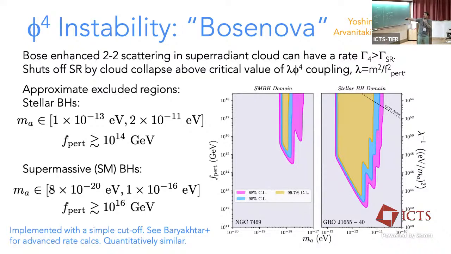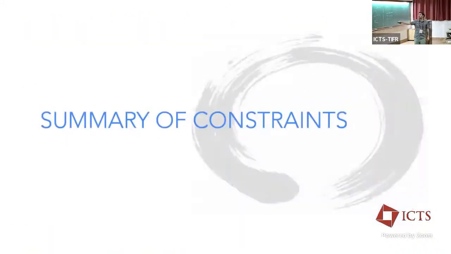So here I'm showing the limit from GRO J1655 on the mass, as a function of both the mass and the value of f. For the stellar mass black holes, the constraints go away when f drops below about 10 to the 14 GeV. For the supermassive black holes, the constraints go away once f drops below about 10 to the 15 GeV. So superradiance is affected by the assumption of cosine, and it goes away if f is too small.